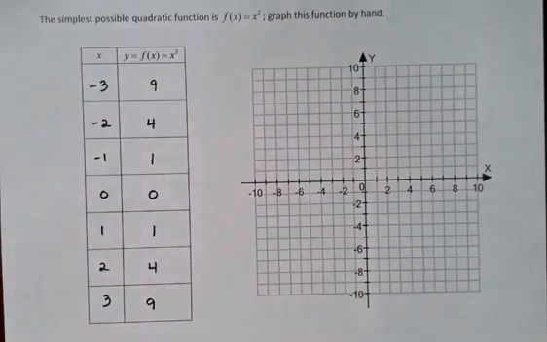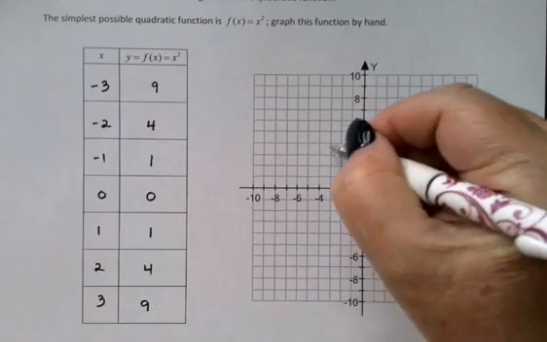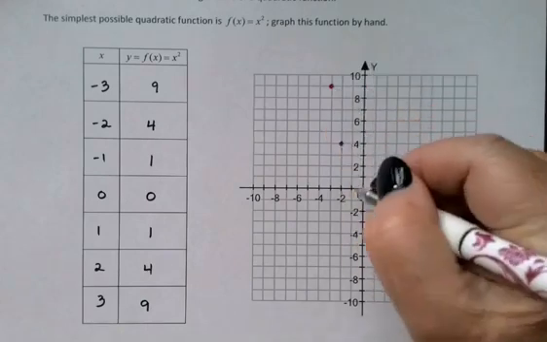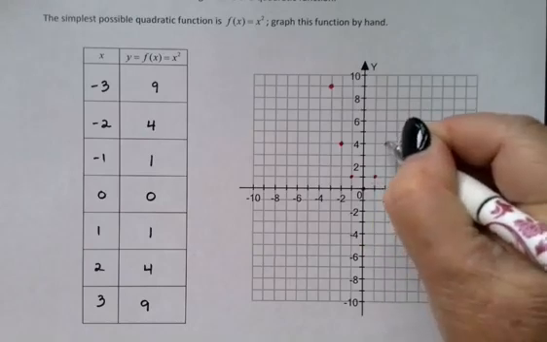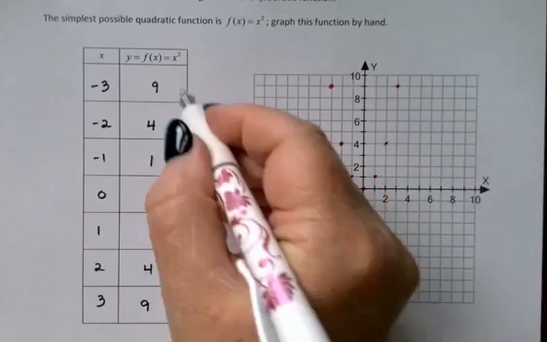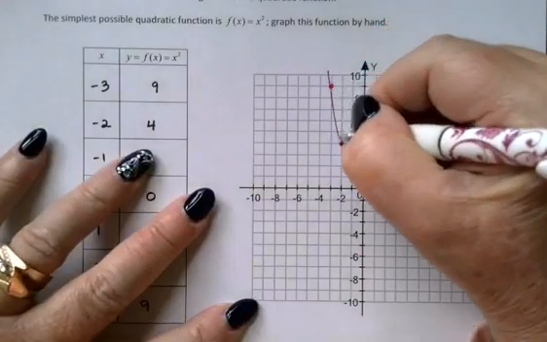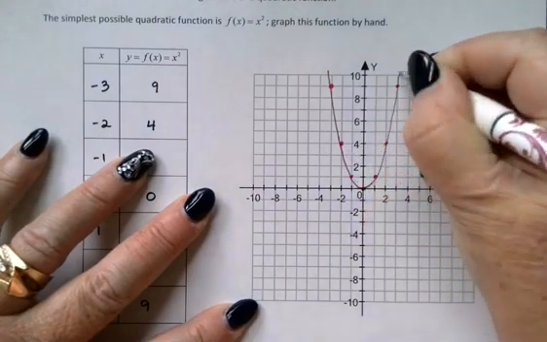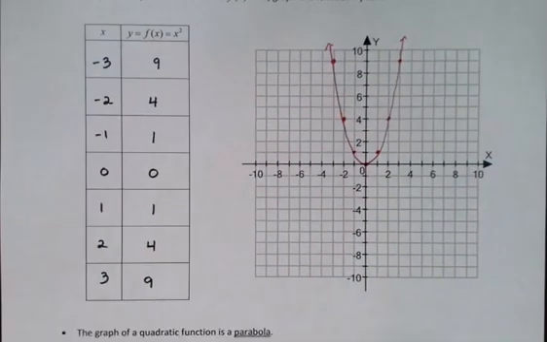All right, let's graph our function. -3, 9 is my first point. I'm just going to plot that, and continue on to -2, 4, and again, so on. Just graphing all the points from this table. And what I see is this kind of a U-shaped thing happening here. Keeps on going up forever on both ends. That graph has got a name. It's called a parabola.